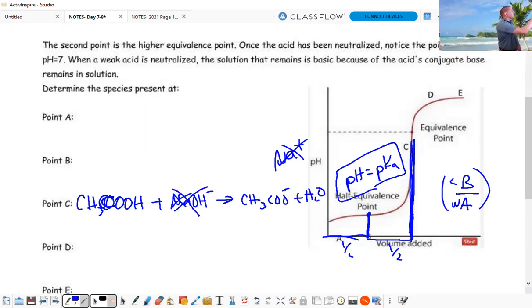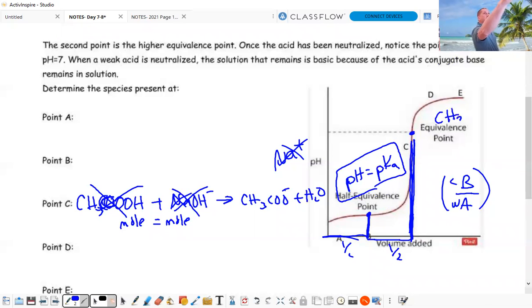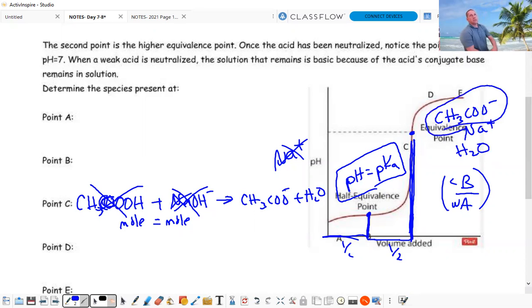So now this is limiting and this is limiting. When the moles of acid equal the moles of base, it's a 1-to-1 ratio, so that means they're both limiting. So you don't have either of those at the equivalence point, point C. So what do you have? We have CH3COO minus, we have Na plus, and we have H2O. Which one affects the pH? It's the weak conjugate, the weak acid's conjugate base, CH3COO minus.